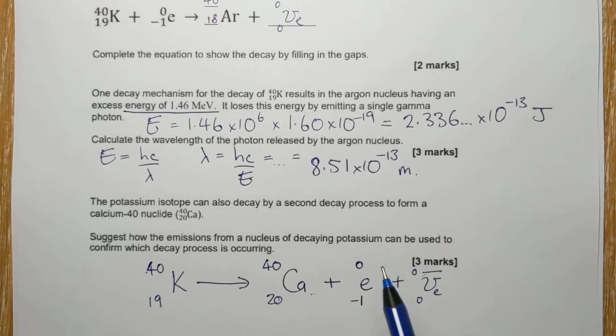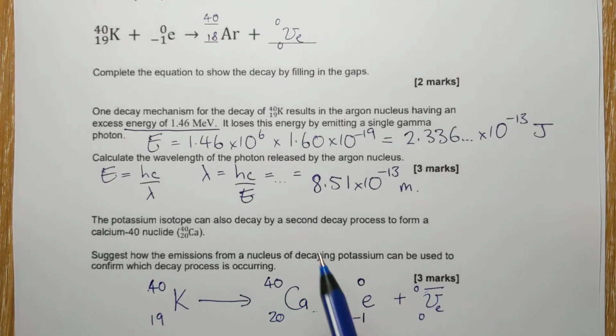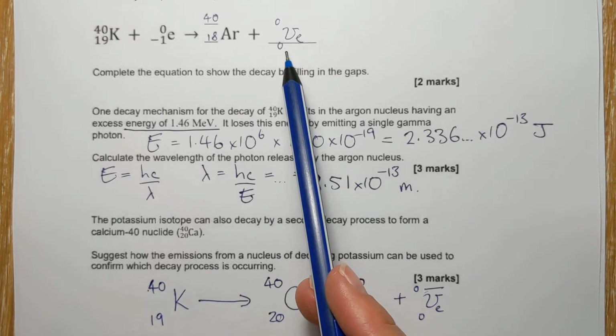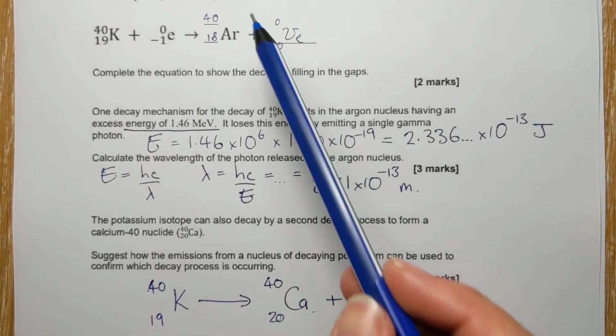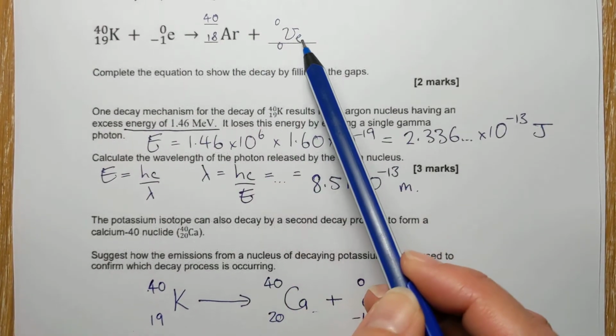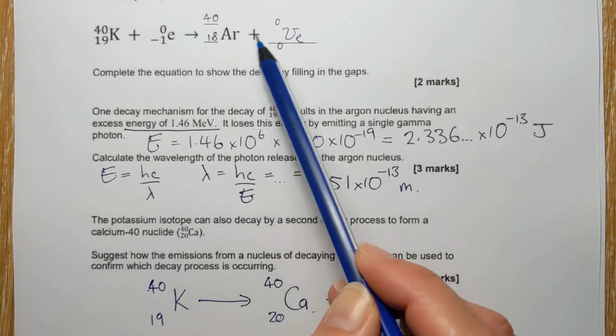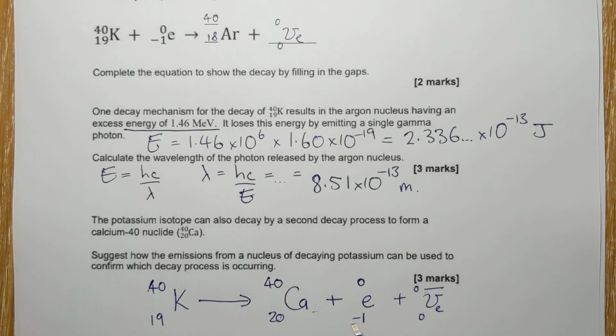Okay, so just how the emissions from a nucleus of decaying potassium can be used to confirm which one's happening. So is it that one or is it this one? Well, the neutrinos, as we know, are incredibly difficult to detect. So basically, if you've got this reaction, you're not going to detect your neutrinos. So you're not going to detect anything coming off if it's this interaction, you'll end up with argon and nothing coming off. But if it's this one, you're going to have a beta particle coming out. And so that's what you say for here. And you could detect a beta particle with a Geiger-Muller counter, something like that. And there you go, that's that for 3 marks.